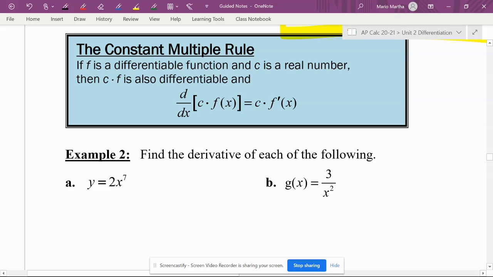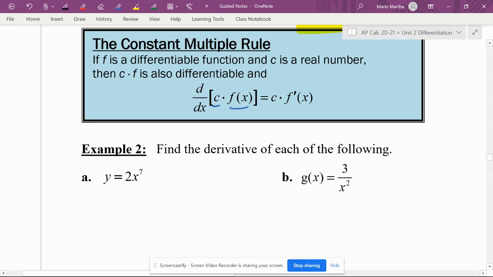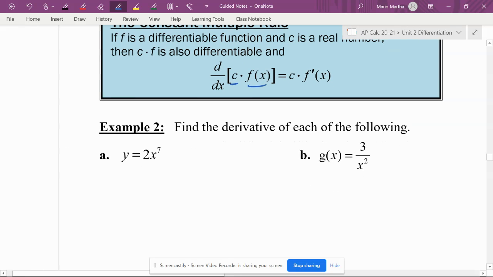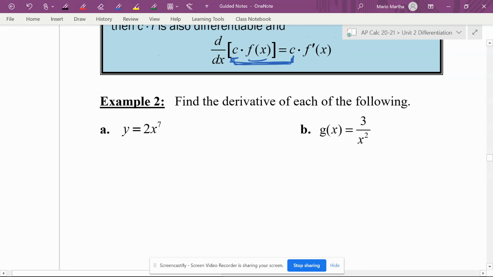Now we move on to the next rule, the constant multiple rule. So that was for the first one, was pretty much the power rule, right? Now we're going to see what happens when we have a constant in front of a function like this. So find the derivative of each of the following. And if you guys notice, if we're able to move the constant out, then it's just always going to be multiplying. Part A is y equals 2x to the 7th. So we're looking for y prime.